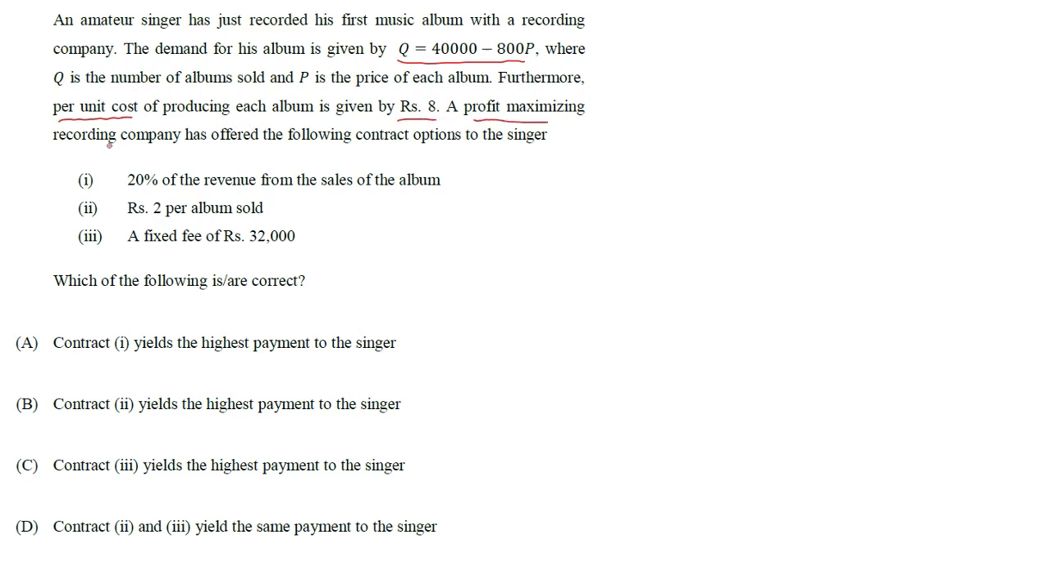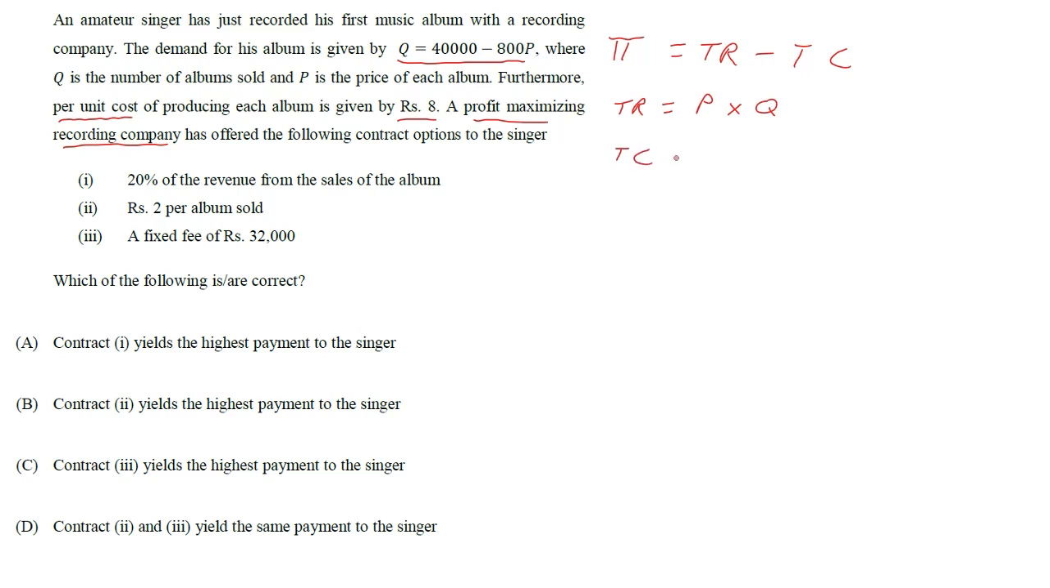The recording company is profit maximizing, which means they want to maximize profit, which is total revenue minus total cost. It has given the following options to the singer, and we have to select the correct answer. So we have to find the profit maximizing price and accordingly how much quantity. We know that total revenue is equal to price into quantity.